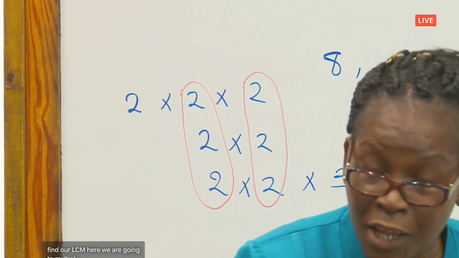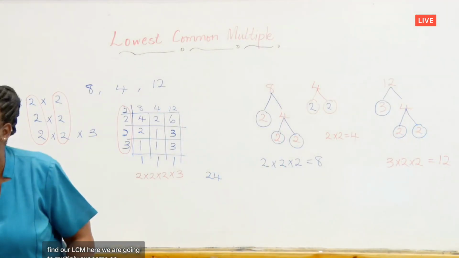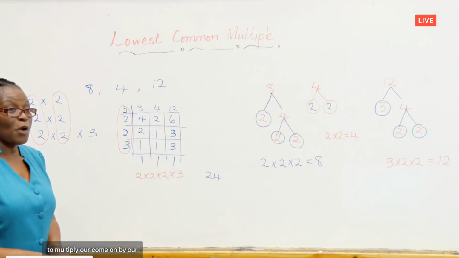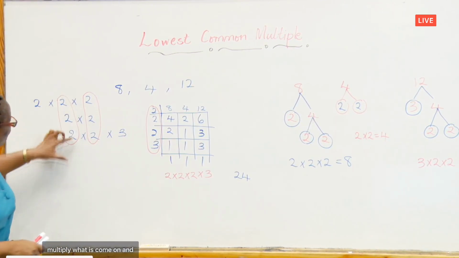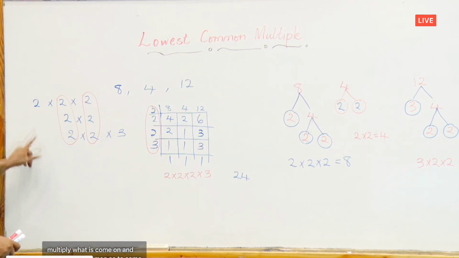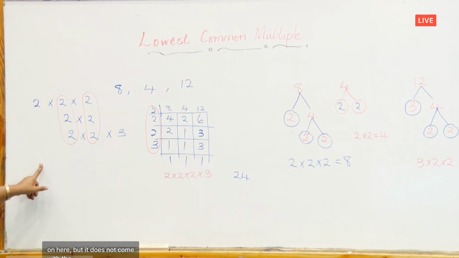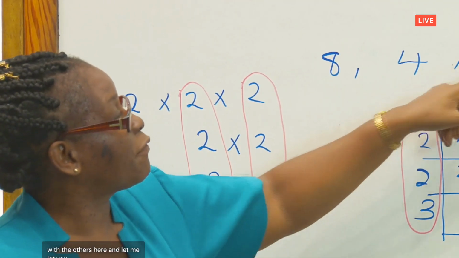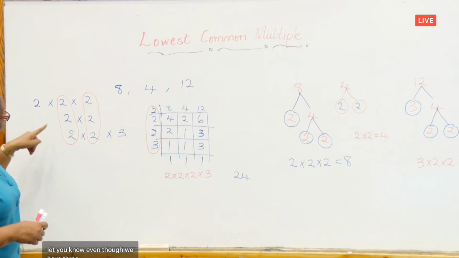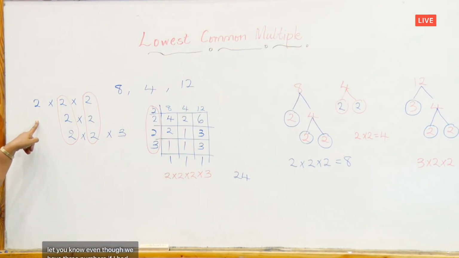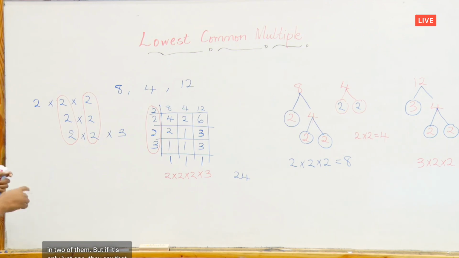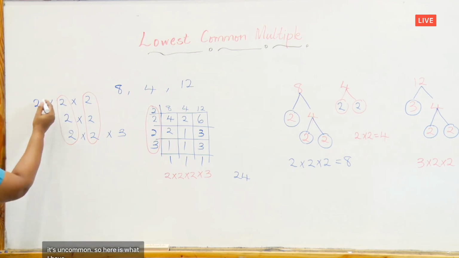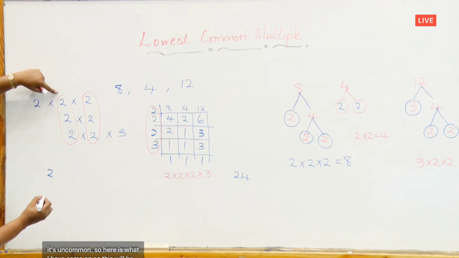So what it is saying, in order for us to find our LCM here, we are going to multiply our common by our uncommon. So we are going to multiply what is common and what is not common. So 2 is common here, but it's not common with the others here. And let me let you know, even though we have 3 numbers, if I had another 2 here, it would have been common, because it's at least in 2 of them. But if it's only just 1, we say that it's uncommon.